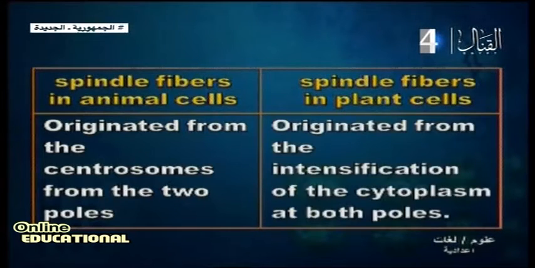But in the case of plant cells, spindle fibers are formed from condensed cytoplasm at the two poles of the cell. Of course, because a plant cell has no centrosome. So, in an animal cell, spindle fibers come from centrosomes. In plant cells, spindle fibers are formed from cytoplasm at the two poles of the cell.